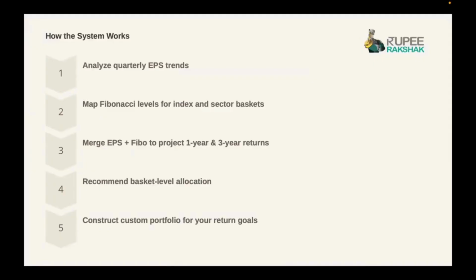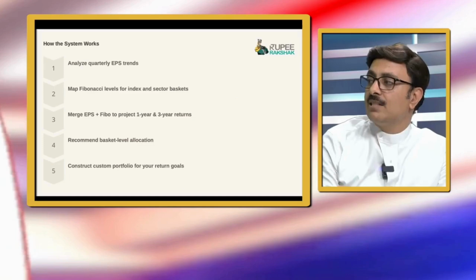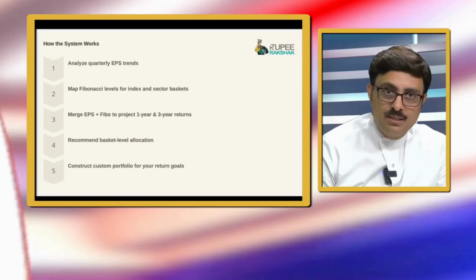how the system works. First phase, it analyzes the quarterly EPS trends, then maps the Fibonacci levels for index and sector baskets, merges EPS and Fibo to project 1 year, 3 year returns. Based on these projected returns, and this can change every week, it is not like once we run it and keep it, this is run at the point of making the portfolio. Okay. Also it is run at any point of time whenever there are changes in the portfolio.